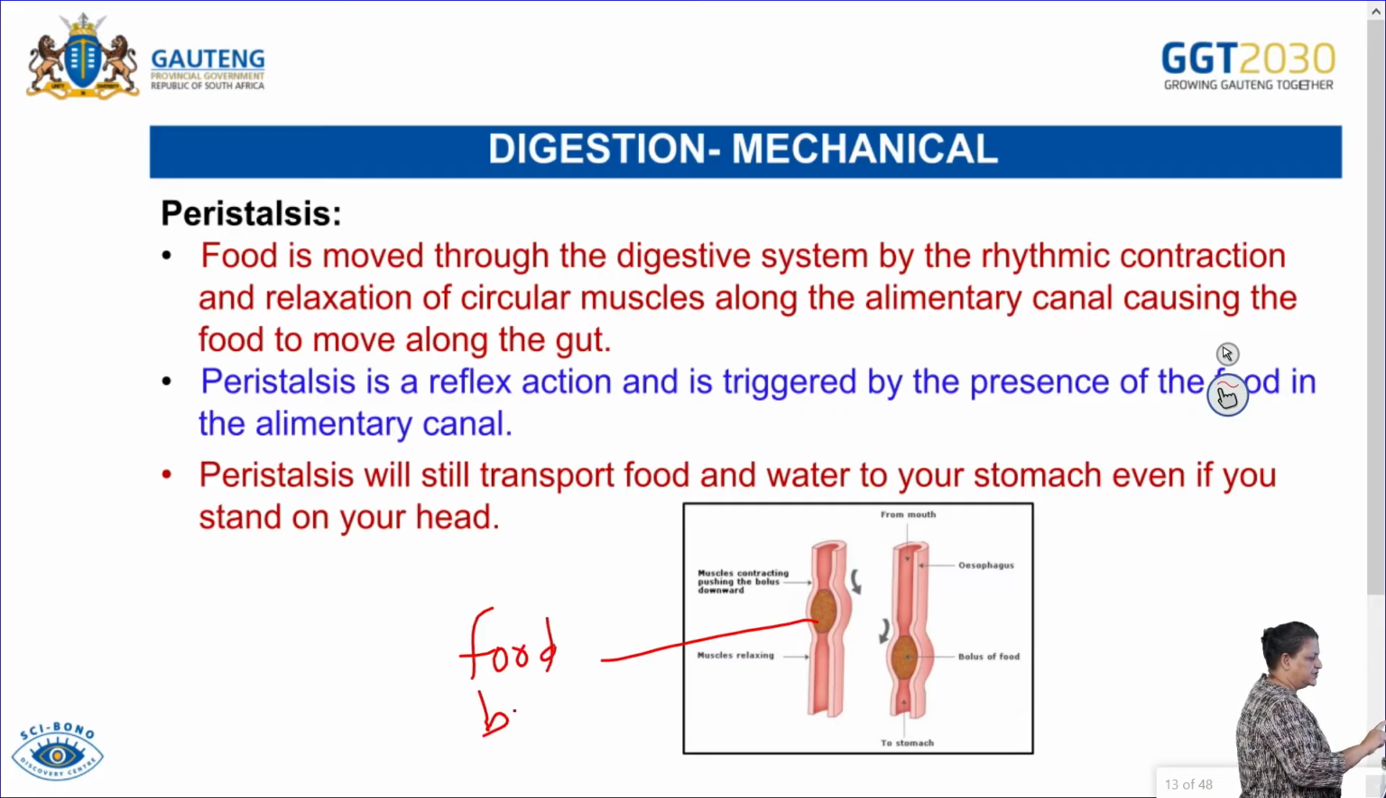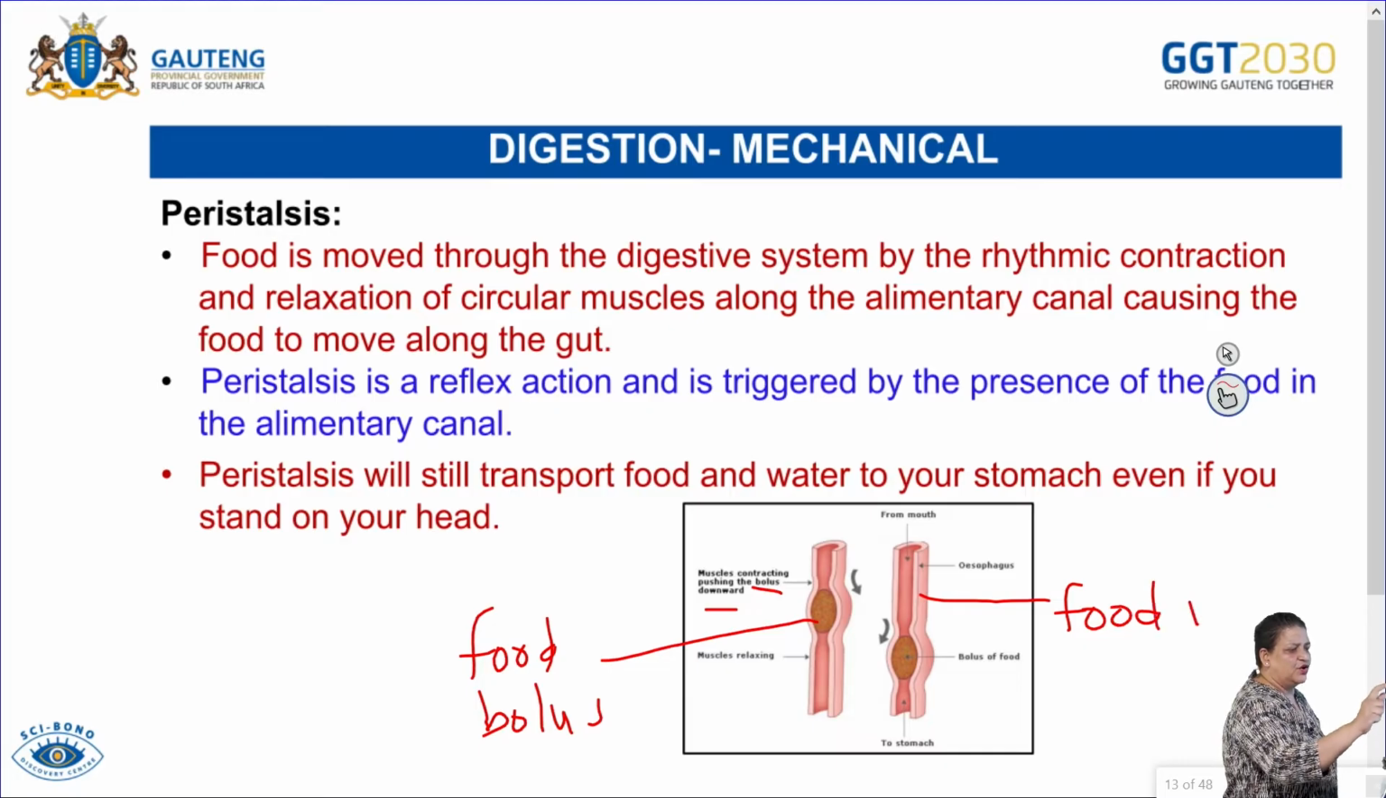Right. Food bolus, or bolus of food as it's written here. That little ball allows it to move easily down your food pipe. You see, this is your food pipe. It's called the esophagus, the common name for the pipe or tube leaving the mouth to go to the stomach, transferring food or food bolus from the mouth to the stomach. That is called the esophagus, and that's the food bolus.